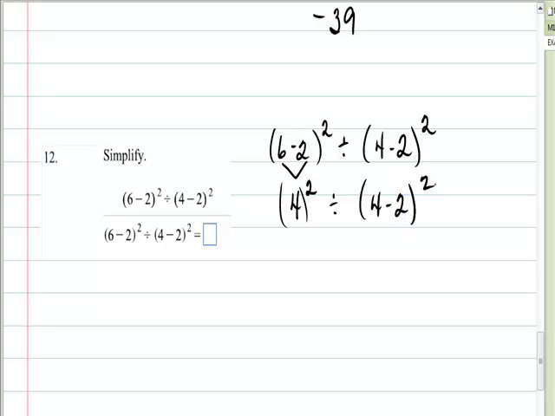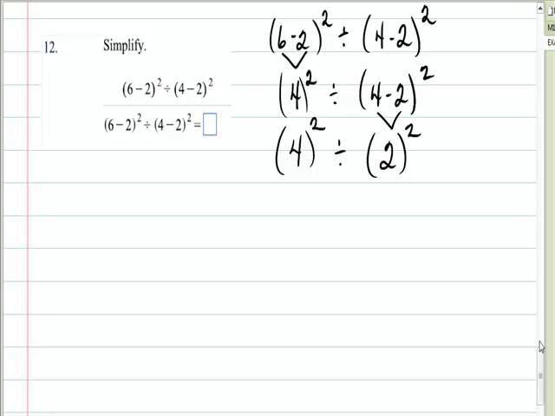I'm following the rules exactly. The rules tell me to go over here and do the second set of parentheses next. Okay, 4 minus 2, it's 2. So I have 4 squared divided by 2 squared. You don't have to have these parentheses because these are positive bases. If they were negative, it would make a difference.